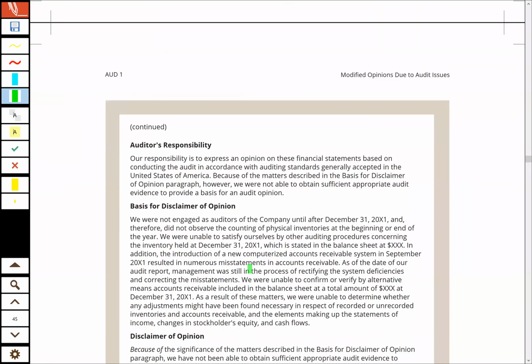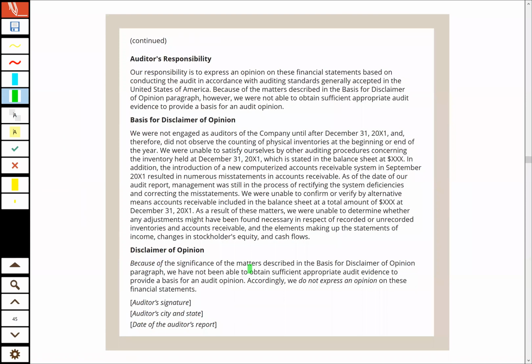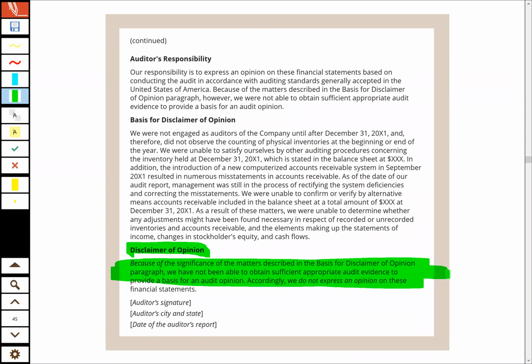Notice how short that auditor responsibility paragraph is, and I had you flashcard that up there. And then the disclaimer, I want you to flashcard this. And what you're basically saying is we can't give you an opinion on these financial statements because there were so many things that we couldn't do. We are not able to express an opinion.